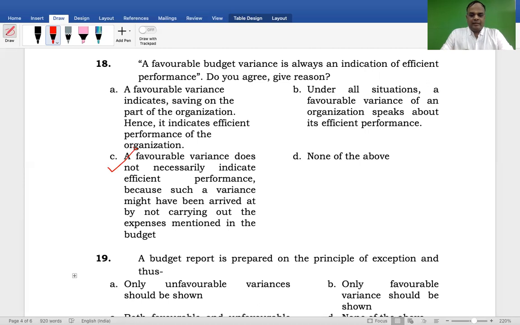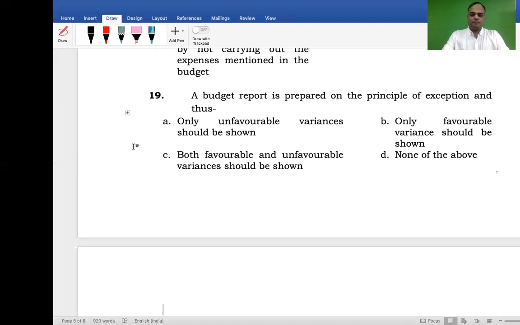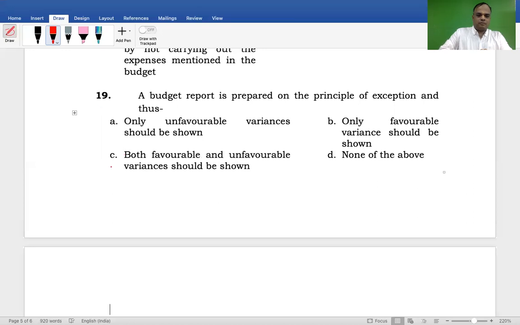Next. A budget report is prepared on the principles of expectation, and thus A, only unfavorable variance should be shown. B, only favorable variance should be shown. C, both favorable and unfavorable variance should be shown. D, none of the above. You have to express both favorable and unfavorable variance.